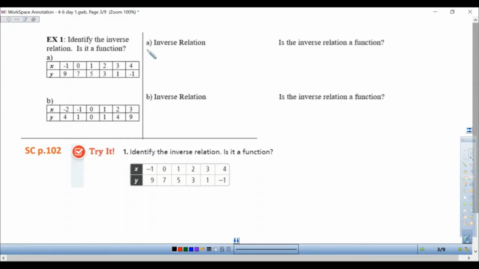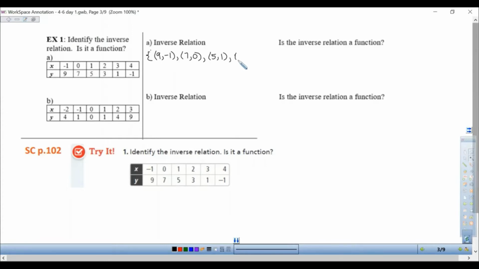So my inverse is going to be the set of points. So I'm switching the order. My original point is (-1, 9), so that means the inverse is (9, -1). My next point is (0, 7), so that means the inverse would be (7, 0). So I'm switching x and y. My next point is (1, 5). If I switch that, that will be (5, 1).